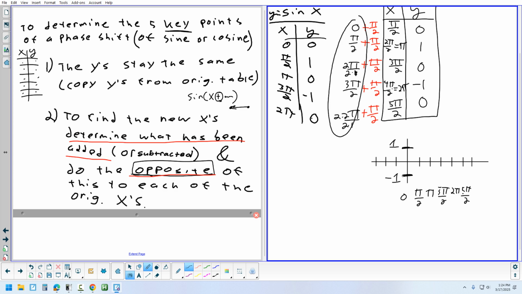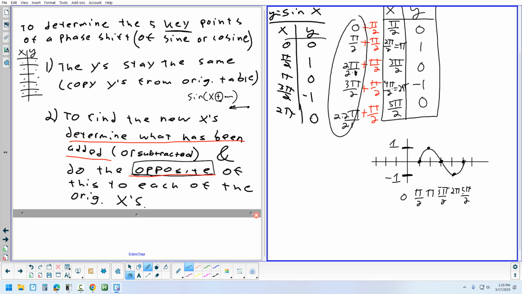So pi over 2 comma 0, right there. Next one is pi comma 1. Next one is 3 pi over 2, 0. We've got 2 pi, and you're at -1. And the last one, 5 pi over 2, you are back at 0.